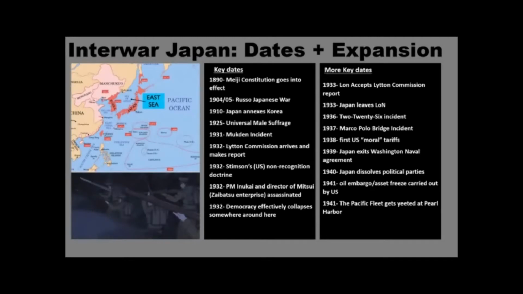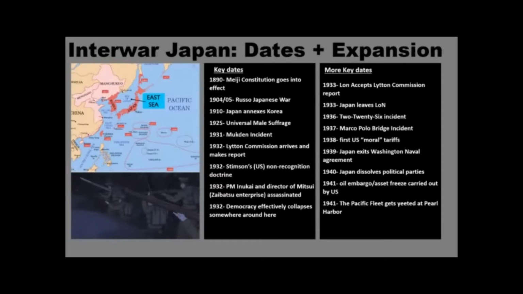There's a lot of dates I listed, right? But basically, in 1890, Japan's constitution goes into effect, and we can see that Japan is pretty much an expansion state, right? A militarist state. In 1904, we have the Russo-Japanese War. By 1910, Japan annexes Korea, and then we have the Mukden incident in 1931, one of the core incidents that the IB always likes to focus on. So yeah, that's worth focusing on specifically.